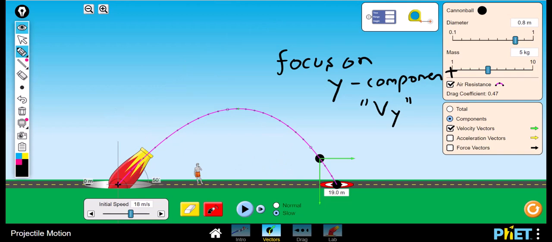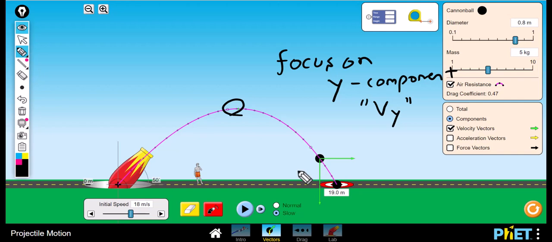So on the way up, the vertical component of the velocity, we notice that that velocity vector was decreasing, which means that the object was decelerating. It was slowing down as far as the vertical component is concerned. At the apex, the vertical velocity was equal to 0. And on the way back down, the vertical velocity was increasing, and therefore, it was accelerating. So on the way up, it was decelerating.